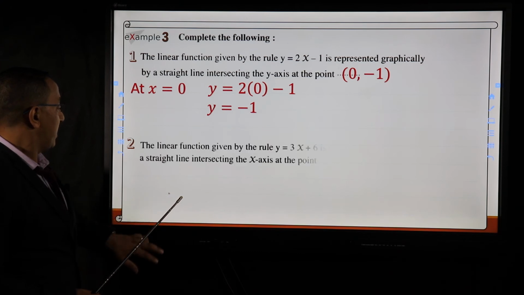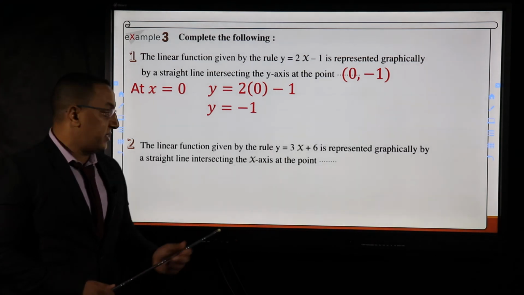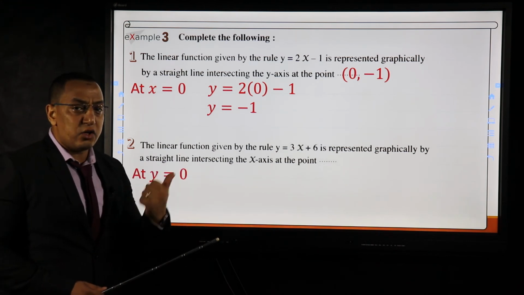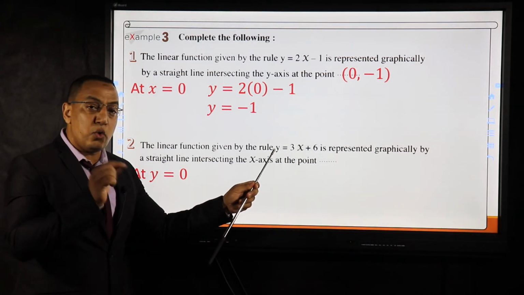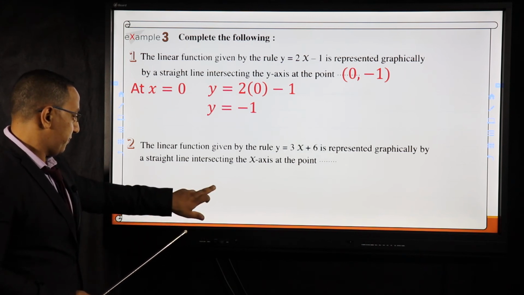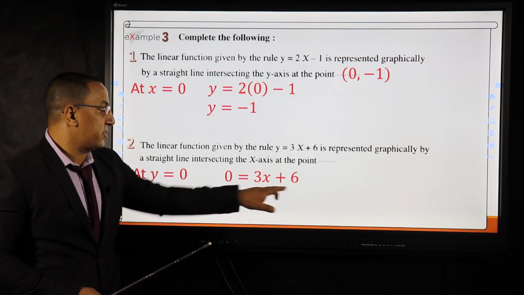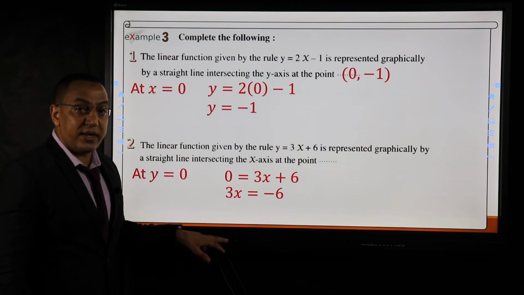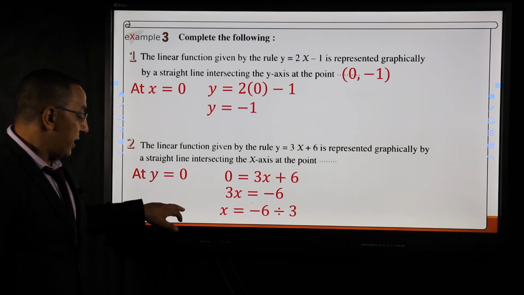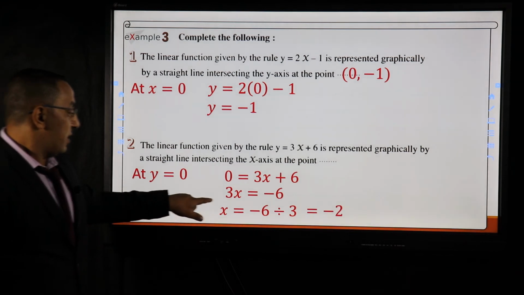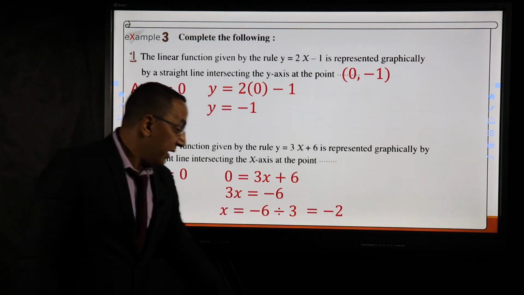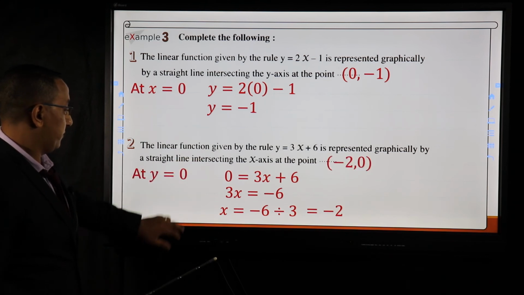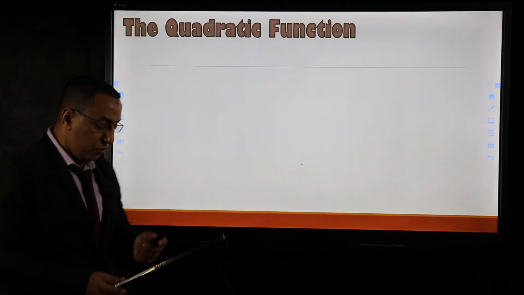Another example. The function y equals 3x plus 6 represented graphically by a straight line intersects the x-axis at the point. To find the intersection with the x-axis, you have to write 0 in place of y. So it will be like this: 3x plus 6 equals 0. I'm going to send 6 to the other side as negative, so 3x equals negative 6, and x equals negative 6 divided by 3, which is equal to negative 2. Represented here by negative 2 and 0.